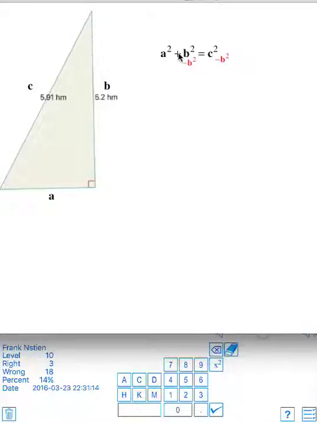So we end up with A squared on the left-hand side, and on the right-hand side, we get C squared minus B squared, like that. Then I'm going to fill in what I know. All right, so we don't know the A, but we know the C and the B. So I'm going to replace the C with 5.91. And I'm going to replace the B with 5.2. So we get A squared is equal to 5.91 squared, take away 5.2 squared.